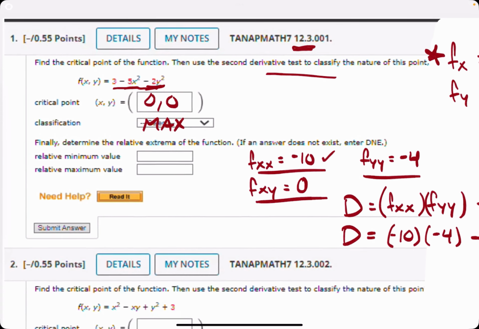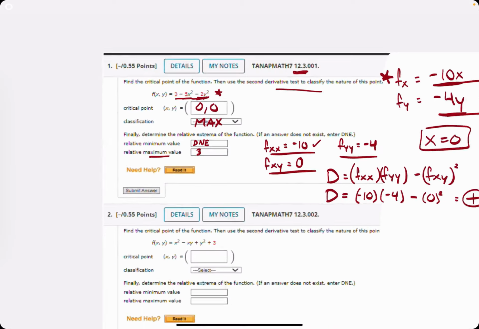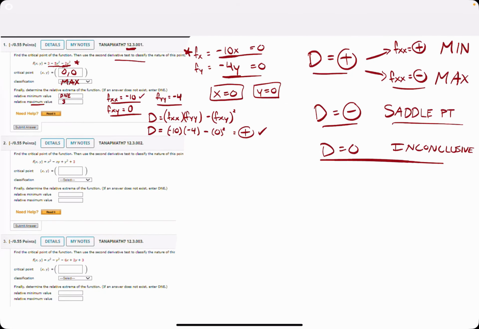Now, to actually determine what that max value is, we just plug in 0, 0 to the function here. So the max value would just be 3 minus 0 minus 0, so that would just be 3. And DNE for minimum, because there was no minimum. Okay, that was number 1. Hope that makes sense. Let's keep it going.